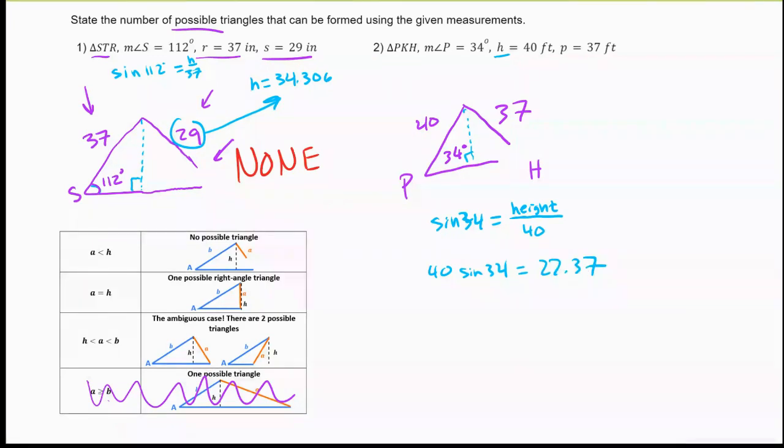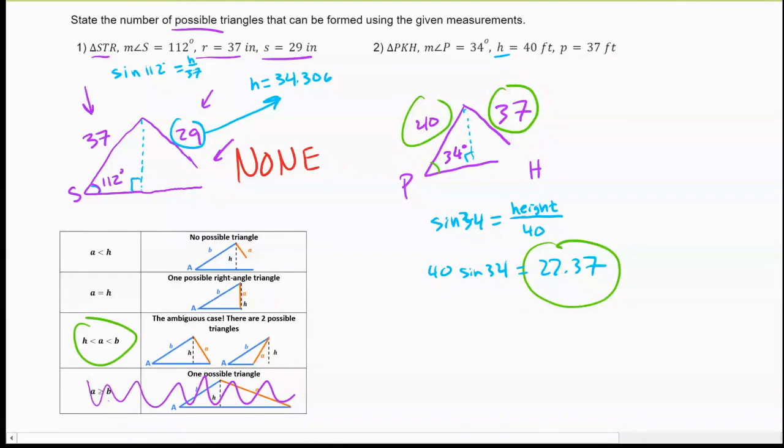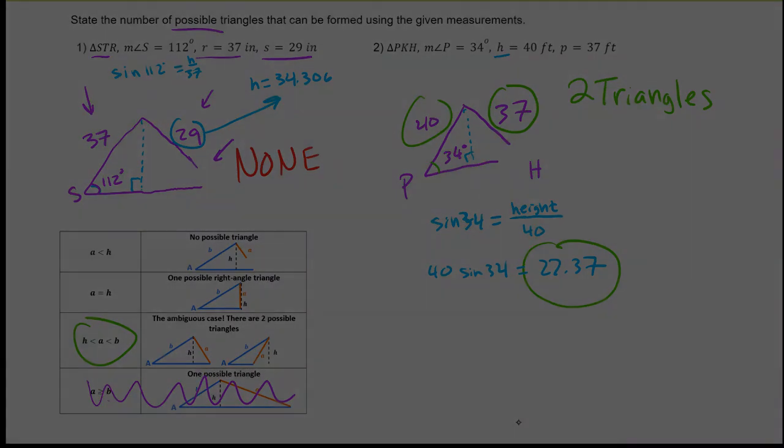So in this situation, the opposite side of the angle that I'm given is greater than the height but less than the adjacent side, which is case 3 here, meaning there are two triangles. And if I were asked to actually solve them, I'd have to go through and solve both of the given triangles.